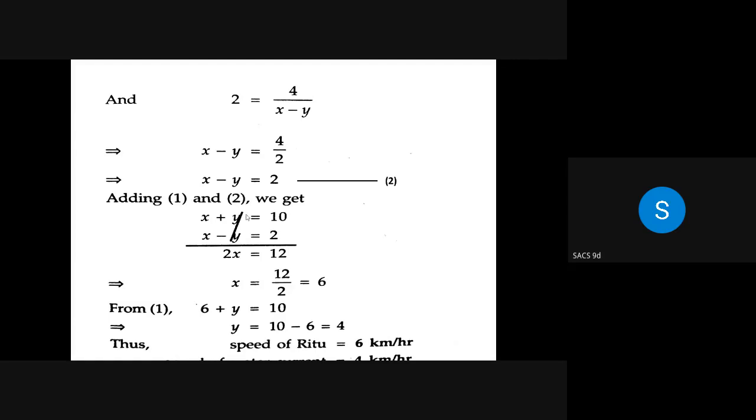And then solve equations 1 and 2 by elimination method. You can do it very easily by elimination. x plus y equal to 10 and x minus y equal to 2. You can eliminate y and you will get x equal to 6. And y will be, after substituting in any one of the equations, you can find y equal to 4. So Ritu's speed is 6 kilometer per hour and speed of the water current is 4 kilometer per hour.